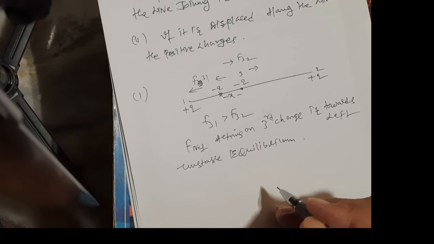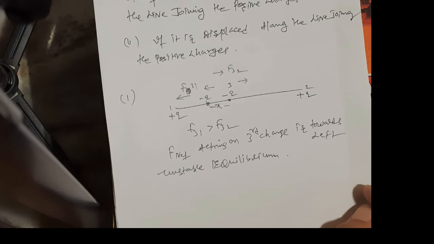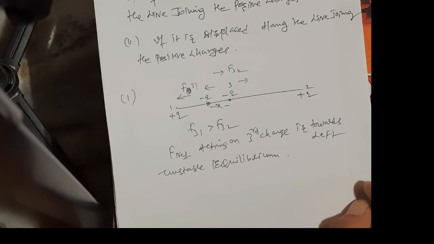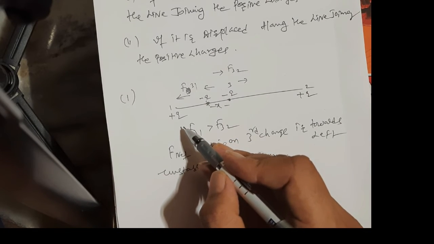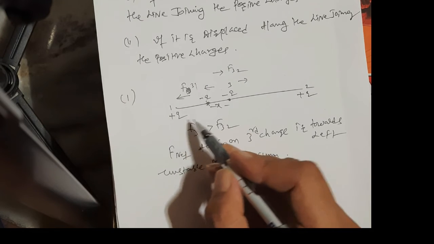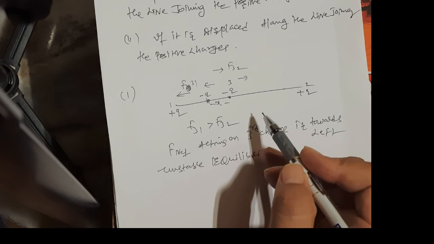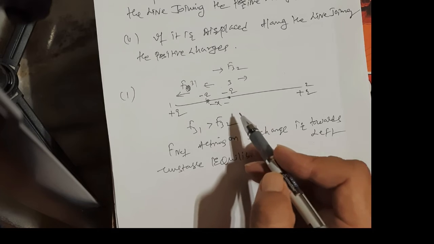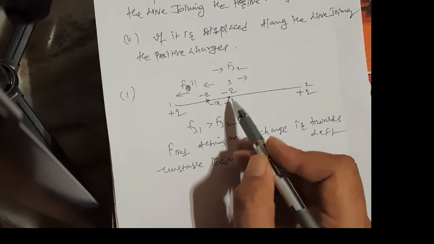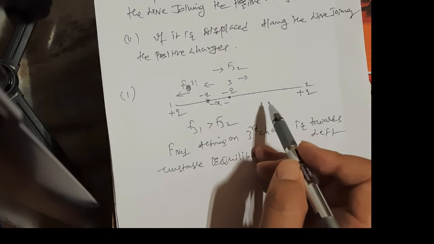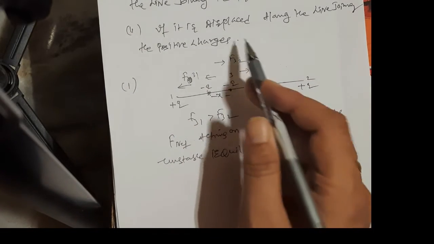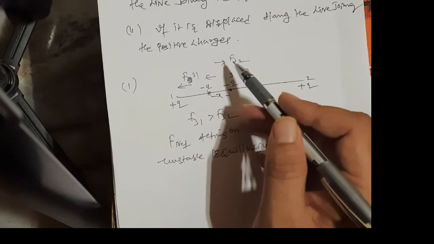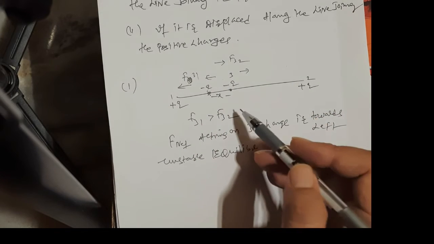So this is the first bit. Did you understand? Here the question is, there are two charges, both positive. The question asked, what happens when a negative charge is placed in between these two charges and displaced along the line joining the positive charges?